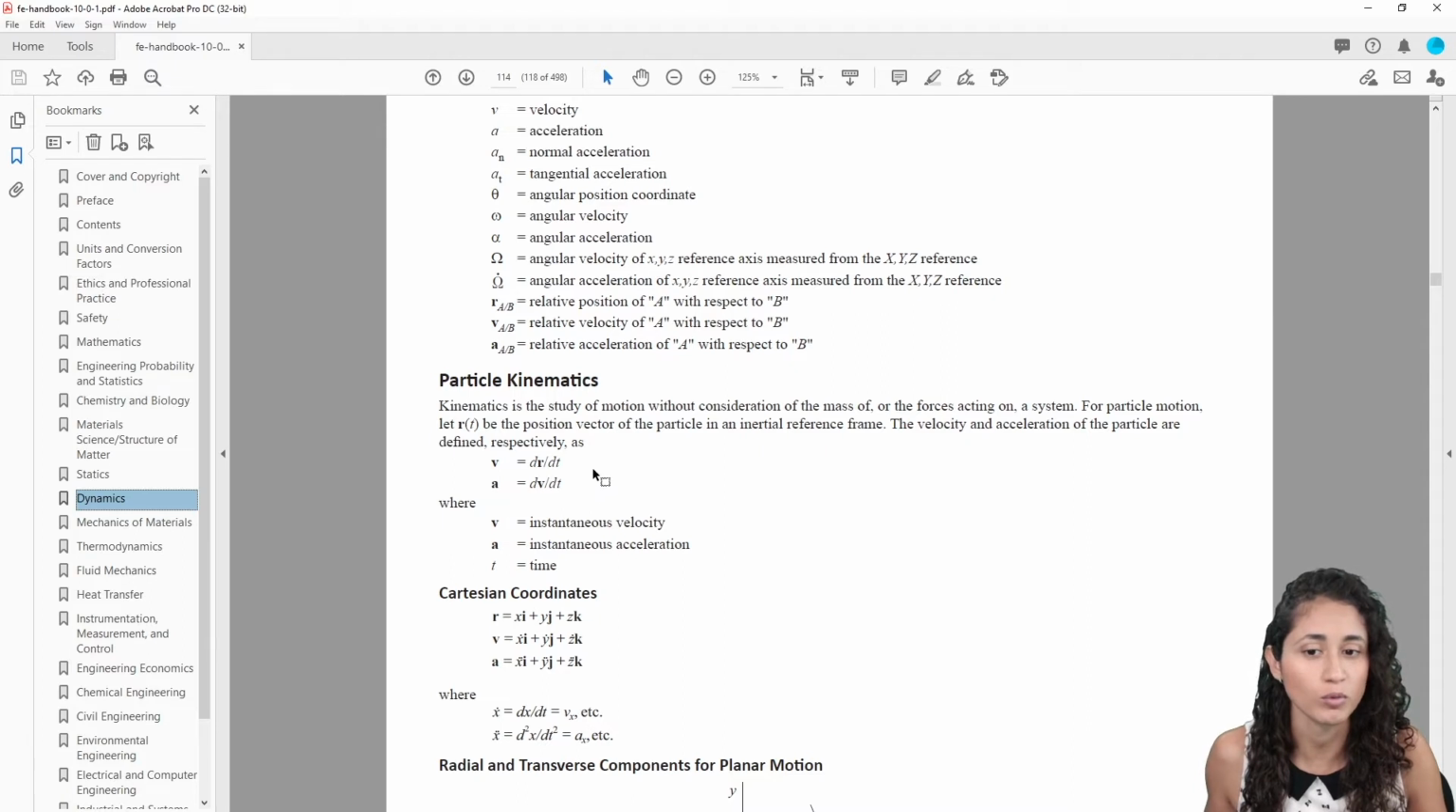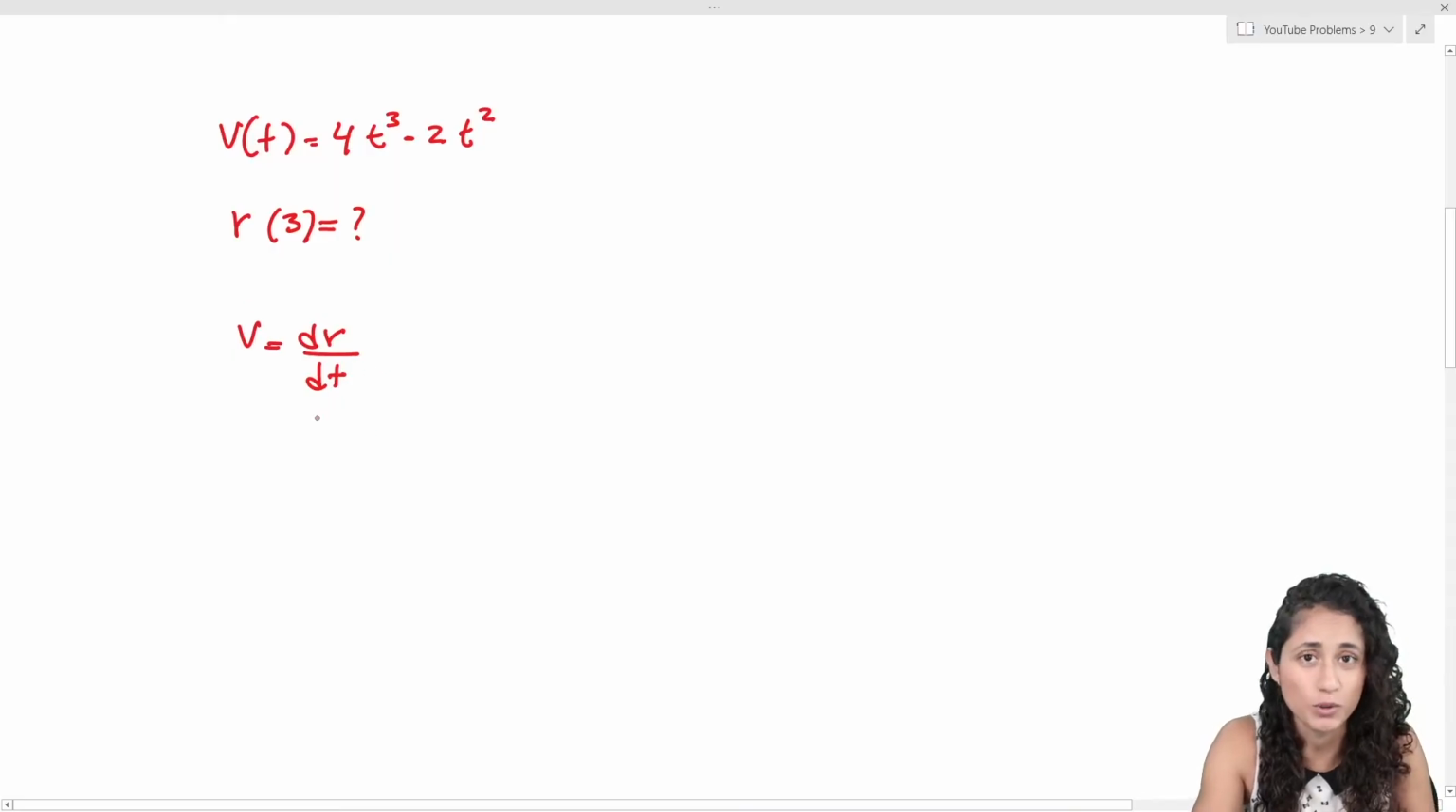Now the only problem is that we're not trying to find the velocity, we're trying to find the position, and we have the velocity. So instead of taking the derivative, we have to integrate. So this is the equation that we grabbed from the reference manual. The next step is to isolate dr because we're trying to find the position at 3 seconds, right? So we're going to have dr is equal to v dt.